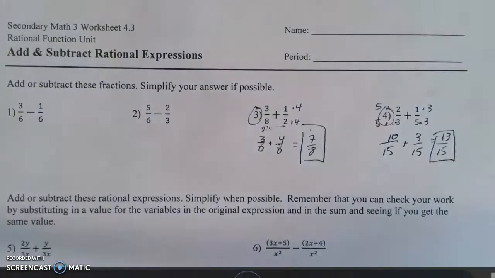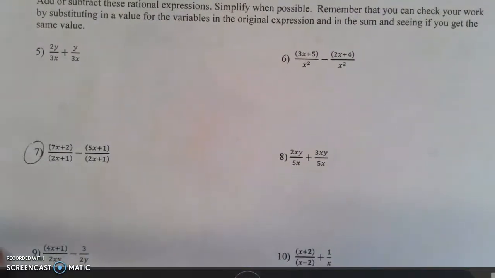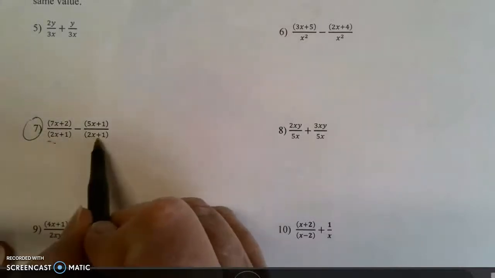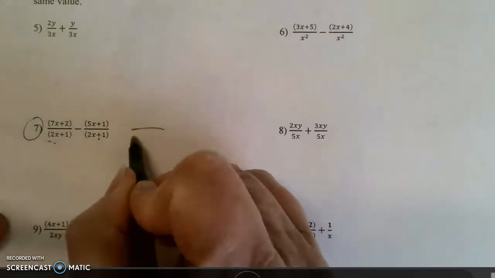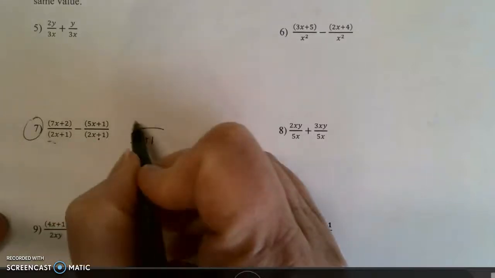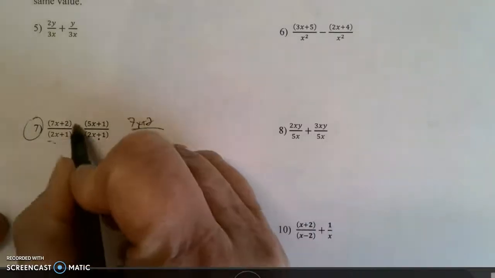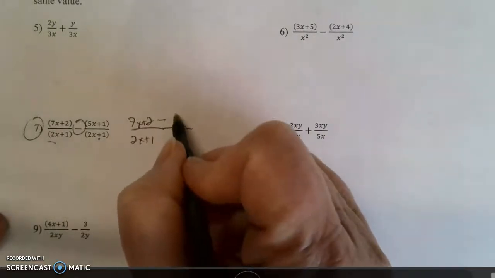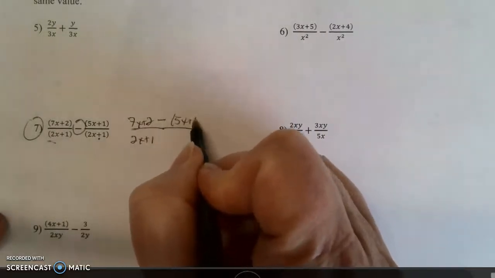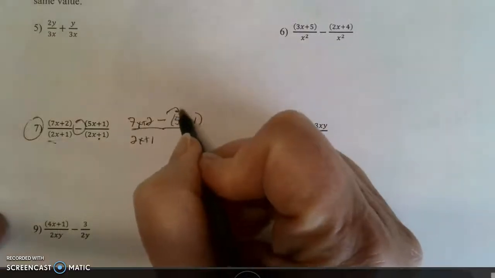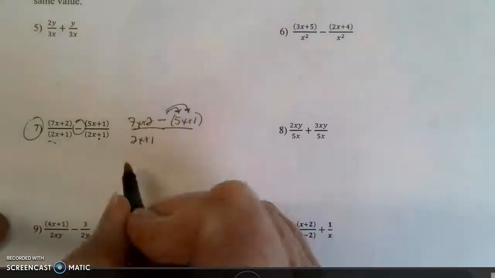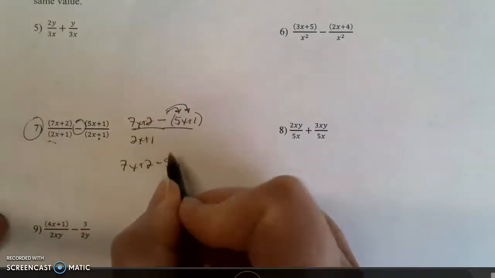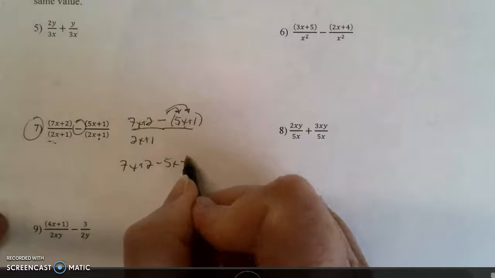So we're going to use that same concept with polynomials. Right here I have a common factor, which is 2x plus 1. So I've got 7x plus 2. It says to subtract. I'm going to subtract the entire numerator, which means I'm going to use distributive property. So I have 7x plus 2, and then I'm going to distribute my minus, so I get a negative 5x and negative 1.